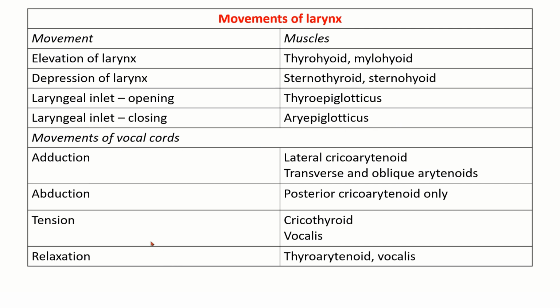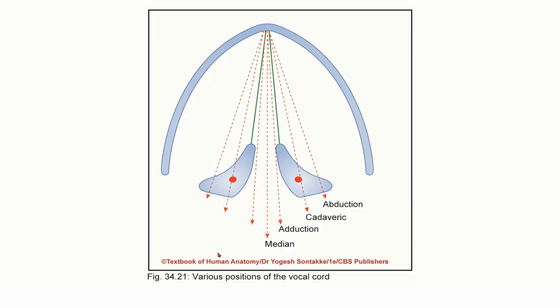Movements of vocal cords, if you see, adduction: lateral cricoarytenoid, transverse and oblique arytenoids. Abduction is posterior cricoarytenoid only. Tension: cricothyroid and vocalis. Relaxation: thyroarytenoid, vocalis. Vocalis is helping both in tension as well as relaxation. So you can see the median position, the adduction, the cadaveric position and abducted position of the vocal cords.